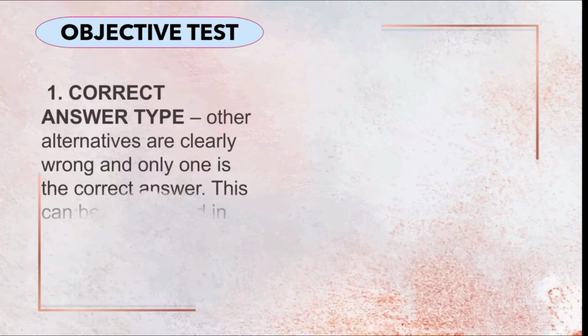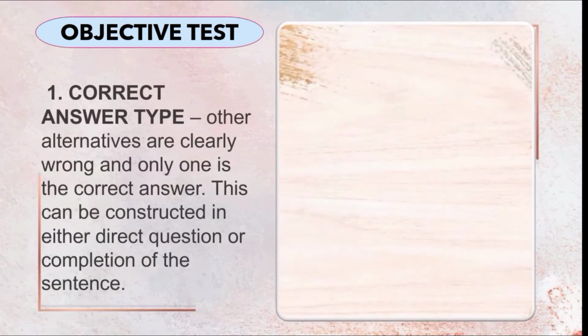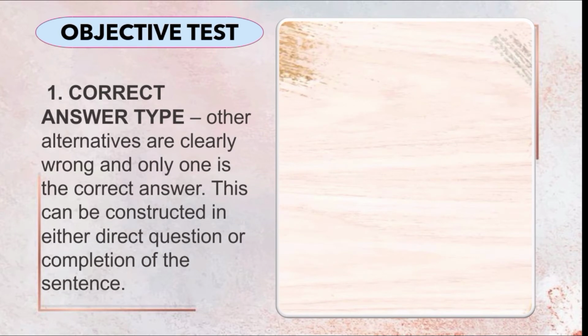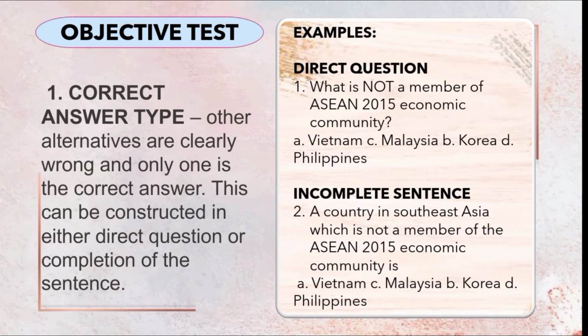And we have here the types of objective tests, the correct answer type. The other alternatives are clearly wrong and only one is the correct answer. This can be constructed in either a direct question or completion of the sentence. An example of it is: which is not a member of the ASEAN 2015 Economic Community? So you will only choose from the choices the one that doesn't belong.